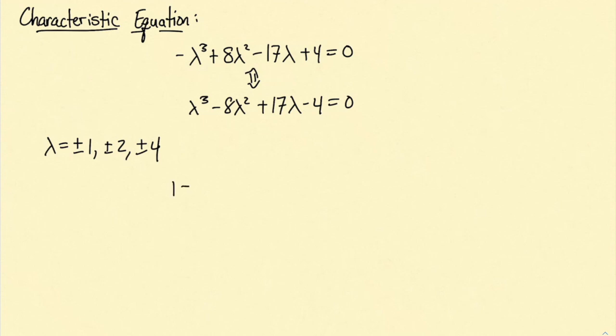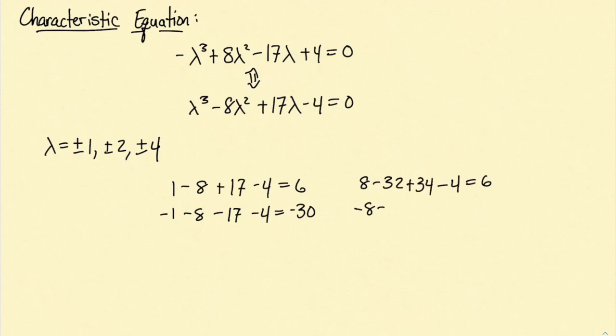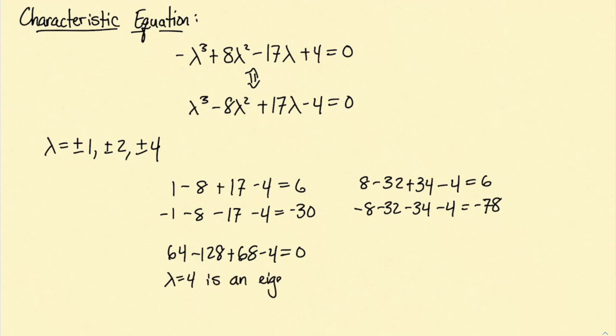When we plug in 1, we'll get 1 minus 18 plus 17 minus 4, which is -4. And if we plug in -1, we'll get -30. If we plug in 2, we'll get 6. And if we plug in -2, we'll get -78. If we plug in 4, then we see we get 64 minus 128 plus 68 minus 4 is, in fact, 0. So this tells us that lambda equals 4 is a solution to the characteristic equation. That is, it is an eigenvalue.